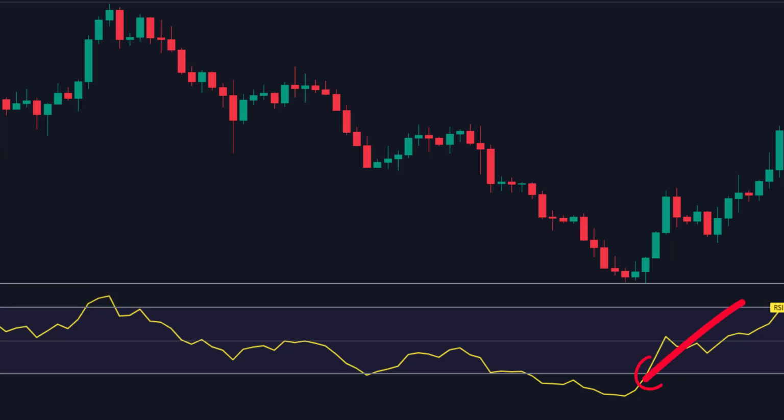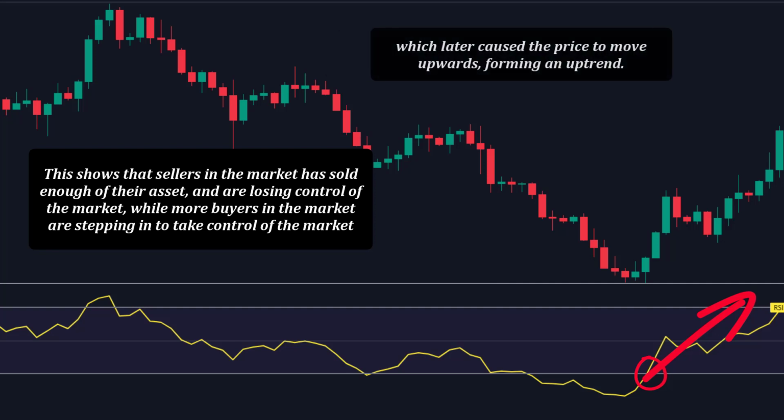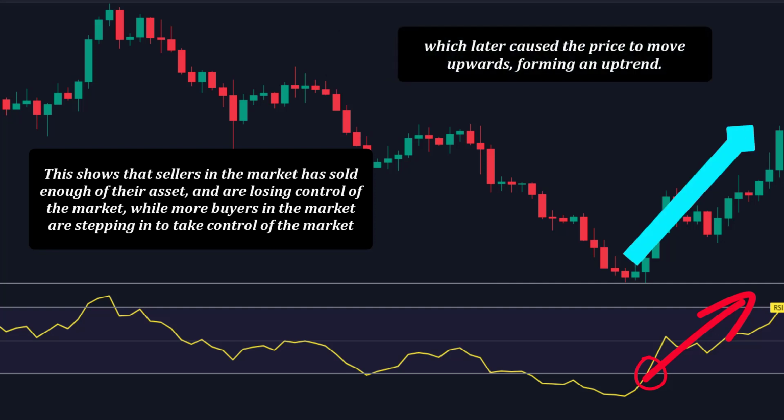Now, when the RSI line crosses above this oversold region, represented by this 30 line, it shows that sellers in the market have sold enough of their asset and are losing control of the market, while more buyers in the market are stepping in to take control, which causes the price to move upwards, forming an uptrend.